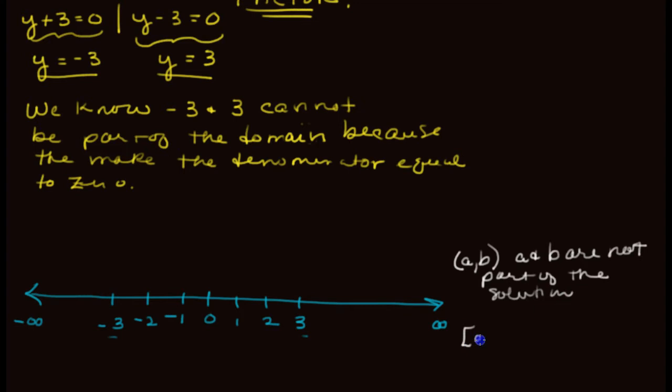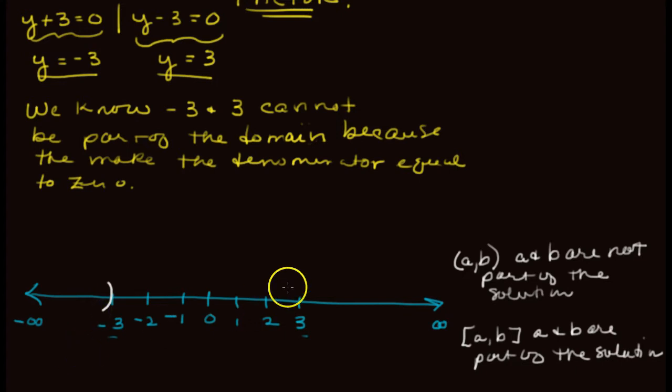And when it's open, A and B are part of the solution. Okay, so that's what we need to keep in mind. Well, since we can't use -3, we are just going to do this there. And since we can't use +3, we're going to do this. And then we're going to figure out what the rest of our domain is going to be.